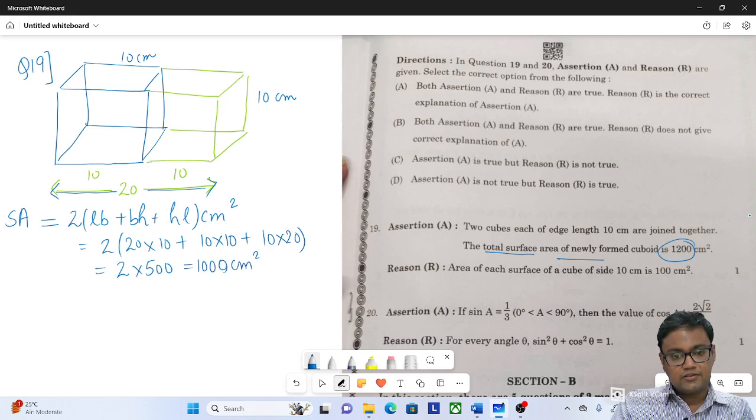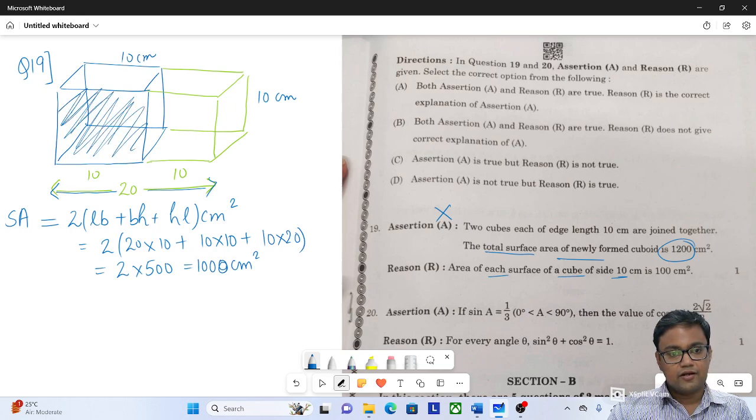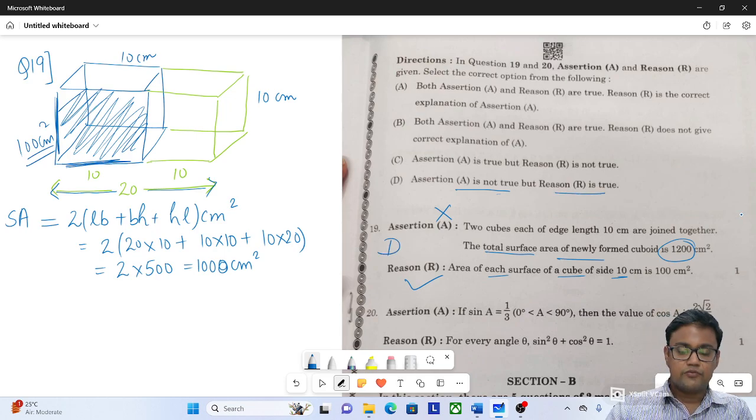So, the assertion is itself incorrect. Assertion is incorrect. Let us check the reason. Area of each surface of a cube of side 10 centimeter. This is a cube of side 10 centimeter. So, this is the surface, the front one, and the area is 10 by 10, 10 into 10, that is 100 centimeter square. Nice. So, reason is right, assertion is wrong, and this is the answer C. Sorry, it's not C, D. Assertion is not true, but reason is true. So, D is the right option.